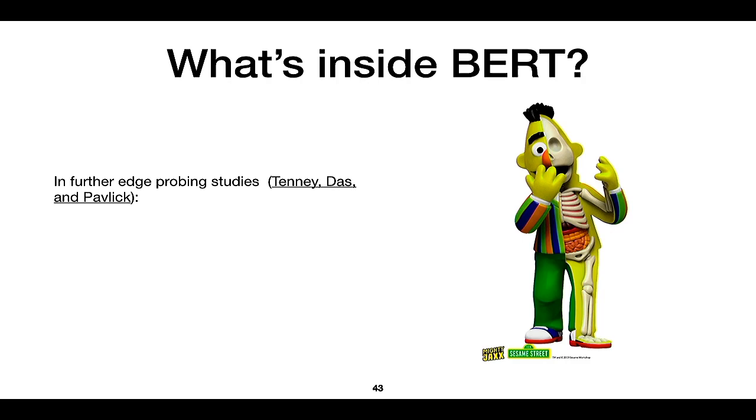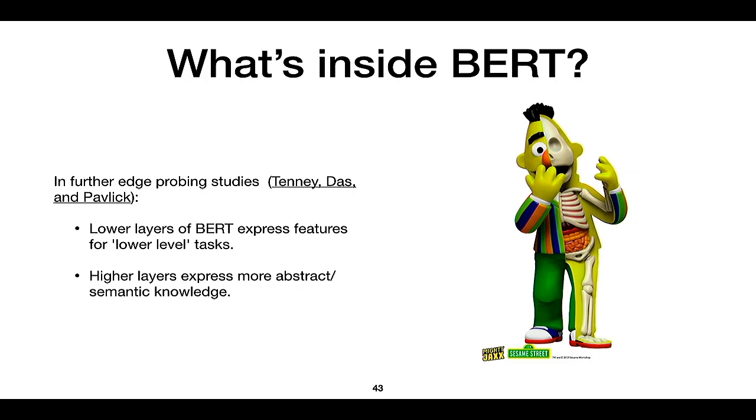Let me survey some of the other claims that have been made in the same universe. There's a follow-up paper to our paper by some of the same authors, but not me, that points out that lower layers of BERT express features for lower-level tasks. So part-of-speech knowledge is concentrated in low layers. And correspondingly, knowledge of things like coreference and semantic roles tends to be in the higher layers of these big 12 or 24 layer networks.